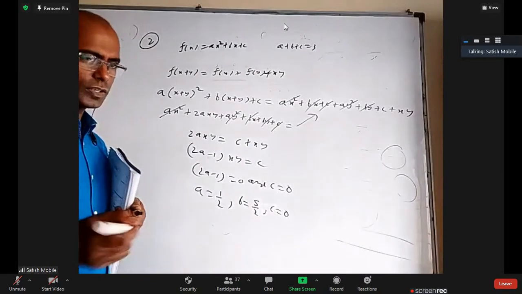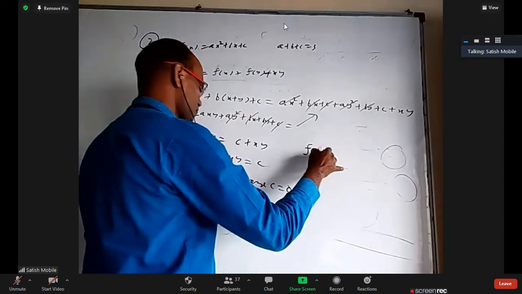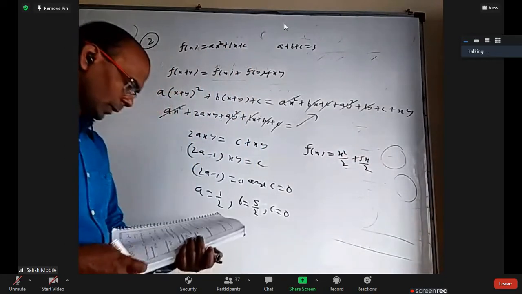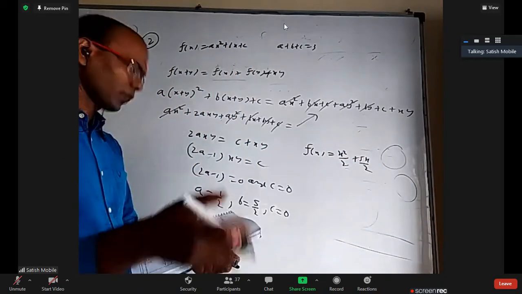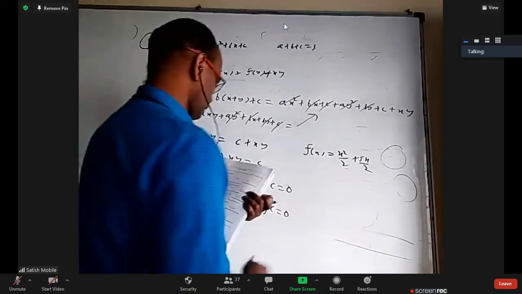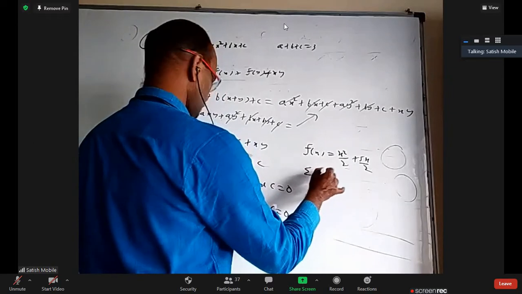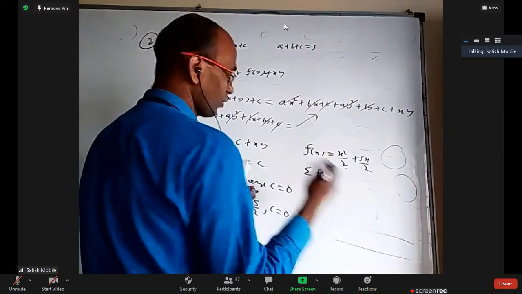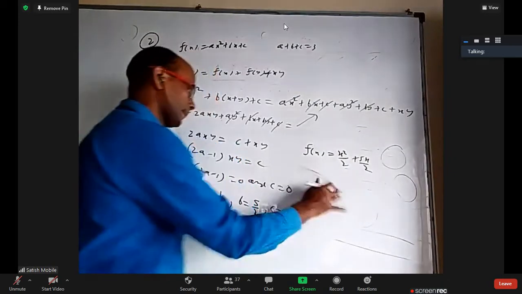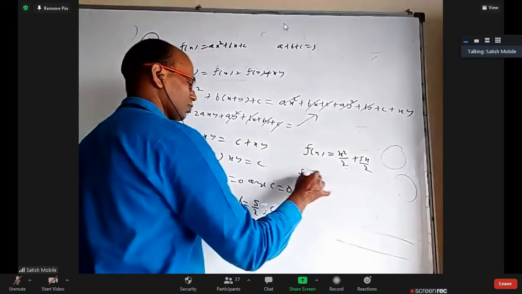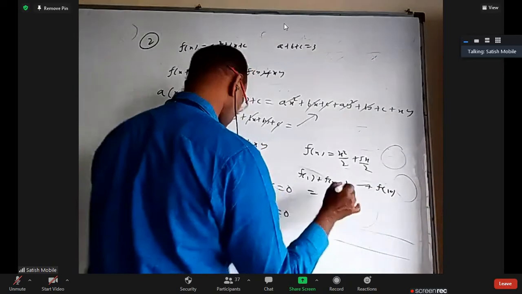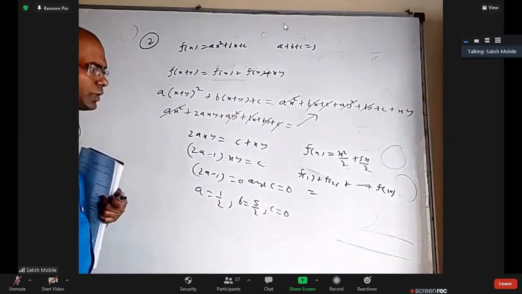Okay, so now we got the function itself. F of x is equal to x square by 2 plus 5x by 2. Now they want the sum from 1 to 10. So if I take sigma, f of 1 plus f of 2 plus f of 3 so on up to f of 10. This 1 by 2 and 5 by 2, I hope they're right.